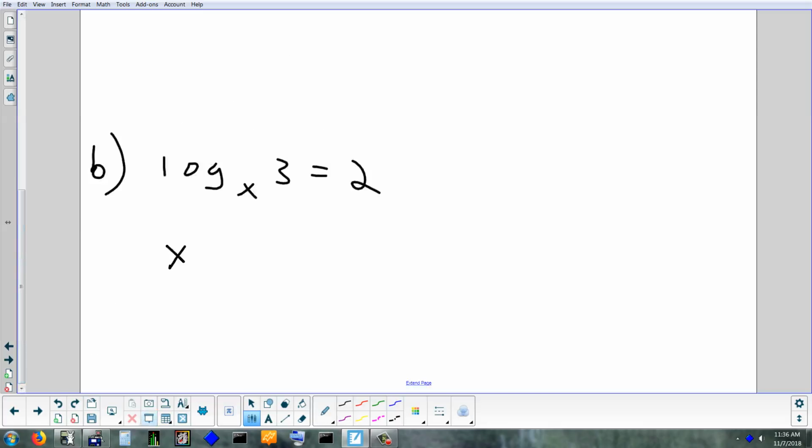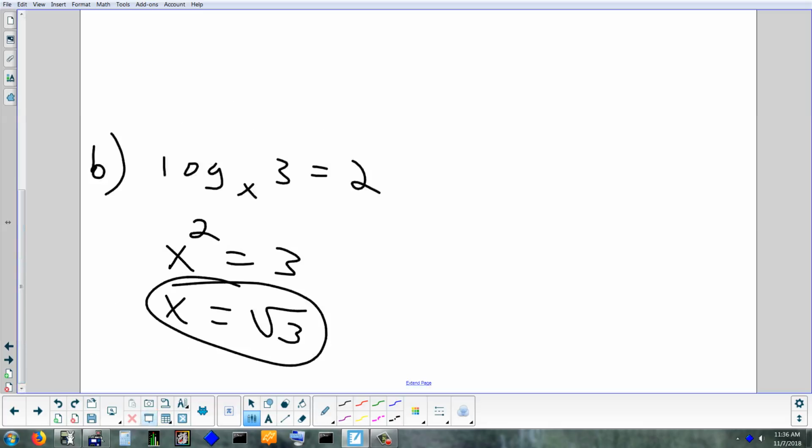Maybe x to the second. Yeah. X squared equals 3, and now you can't solve that with adding or subtracting. We've got to cancel out the square function. And we do that by doing what? Take the square root. So x equals the square root of 3.